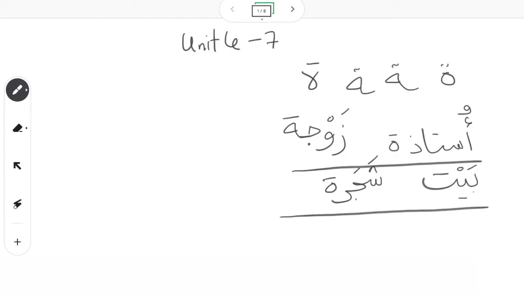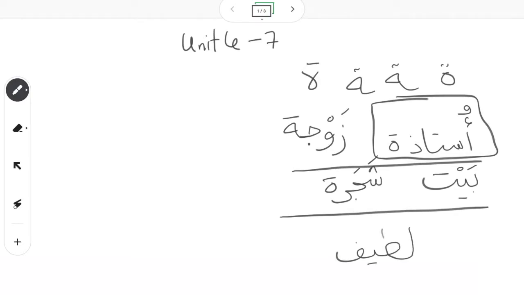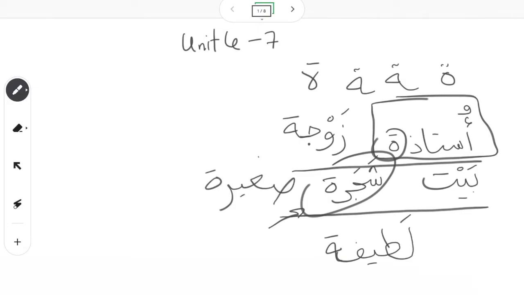Okay, and then we also talked about adjectives. Anytime you're describing a noun, it has to match in gender, right? So if I'm trying to say ustada and I want to say nice, for instance, which is the word latif, means nice. If I'm describing ustada, the adjective has to have ta marbuta. Same thing goes with inanimate objects. If I'm describing an inanimate object like this that ends in ta marbuta shajara and I want to make it small, the word saghir has to have ta marbuta. Okay, so that was gender.